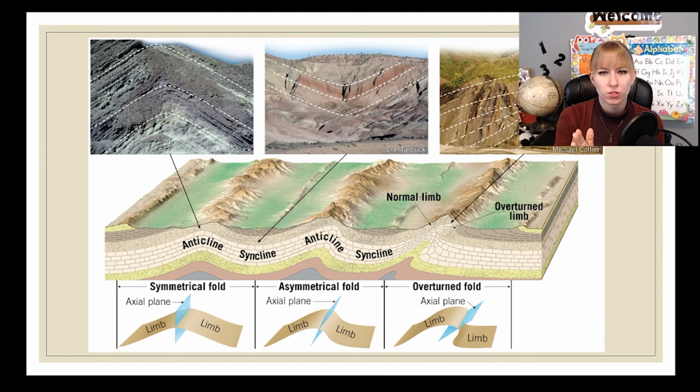So the next time you drive up through Georgia, through the Blue Ridge Mountains, make sure to look out the side. You'll see these anticlines and synclines all through the road cutout.